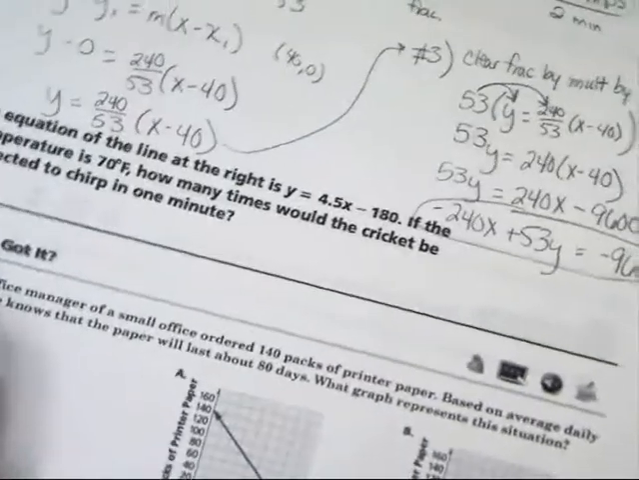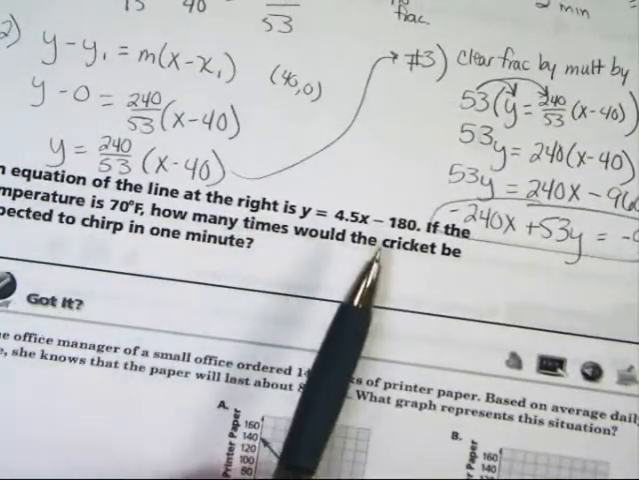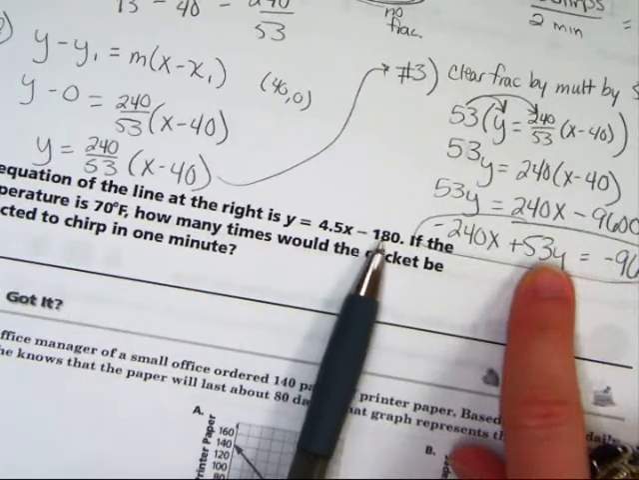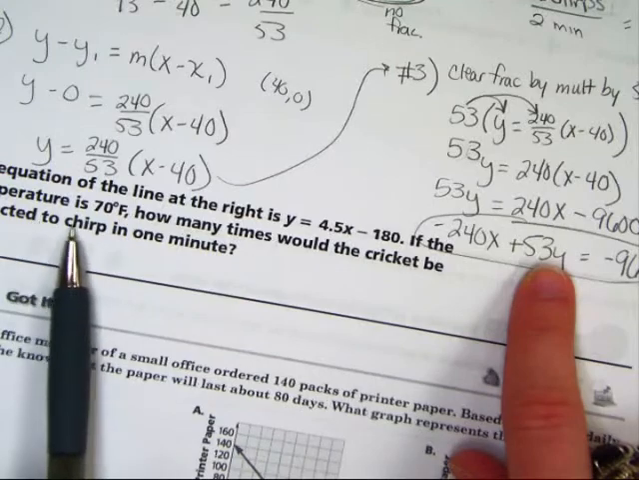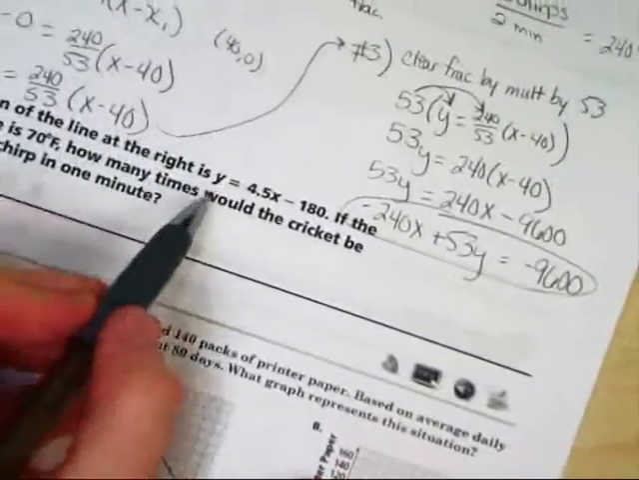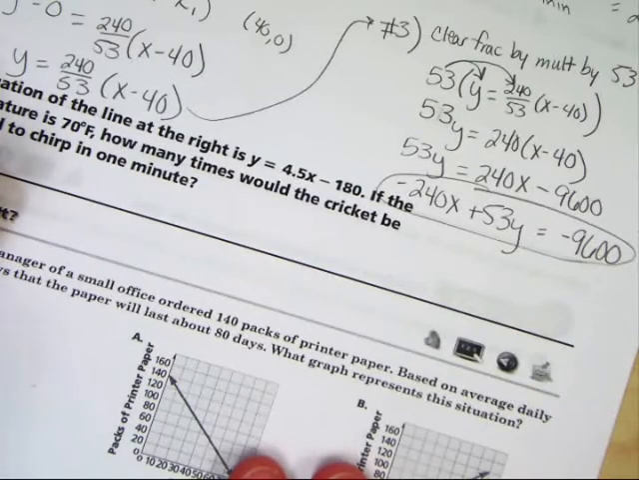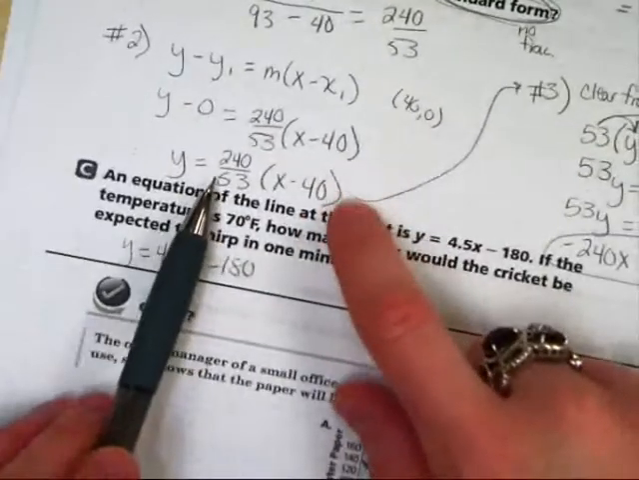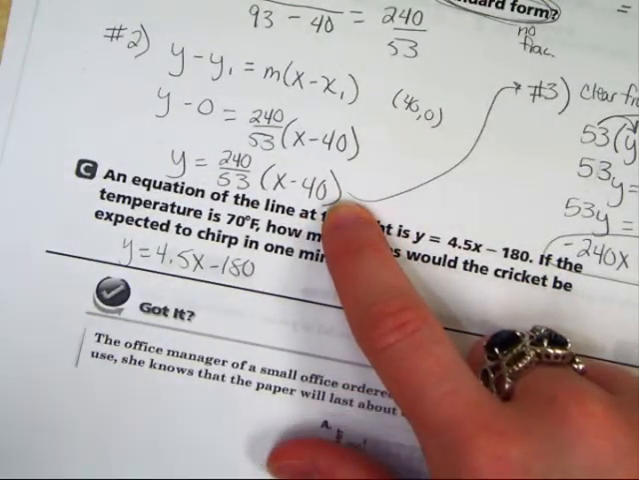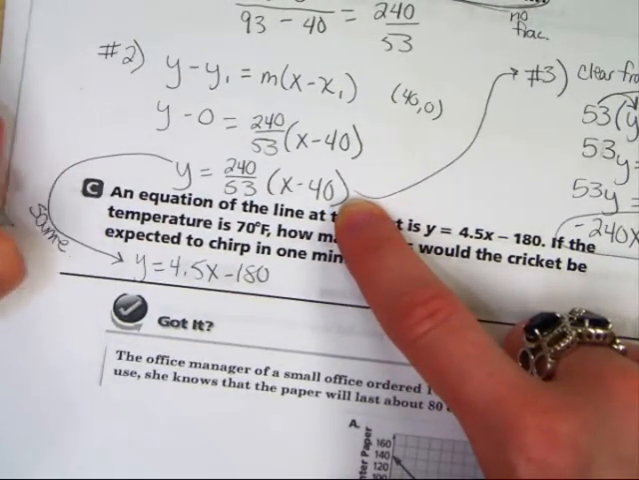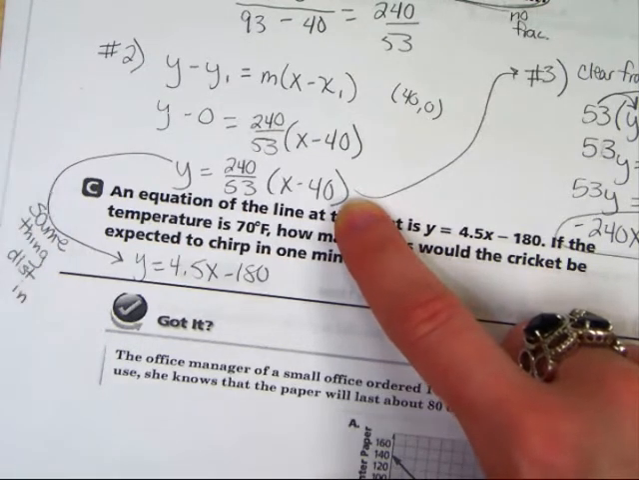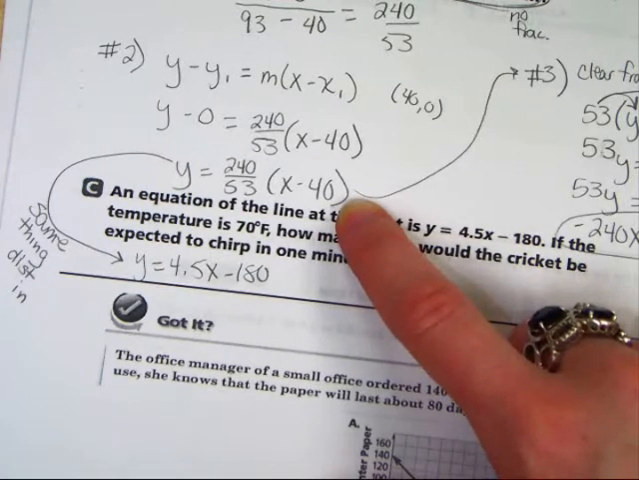Okay. Part C. An equation of the line at the right of this equation here is y equals 4.5x minus 180. If the temperature is 70 degrees, how many times will the crickets be expected to chirp in 1 minute? Now what you need to understand about y equals 4.5x minus 180 is that that is the same thing as right here if I were to distribute in. So why don't you draw an arrow and write same thing distributed in. Can you please write that? Same thing distributed in.